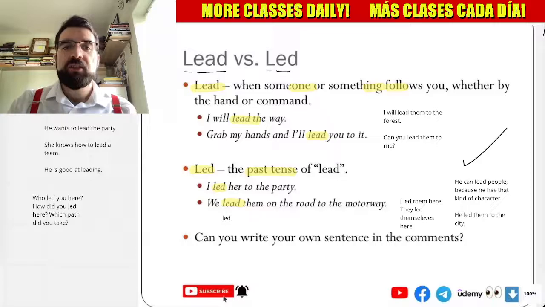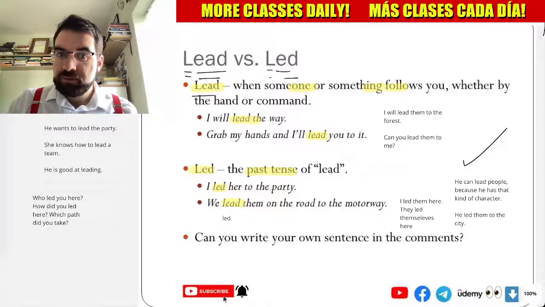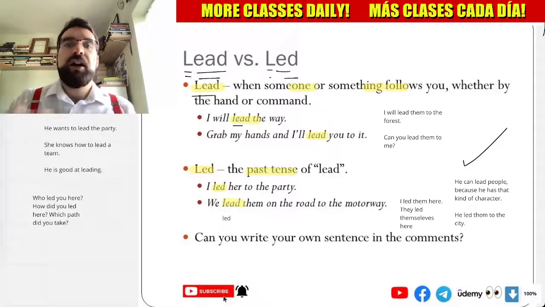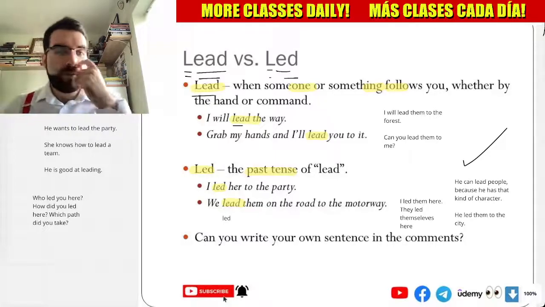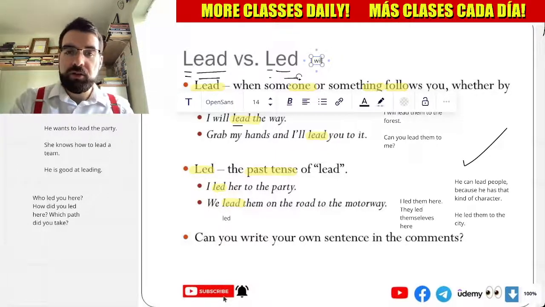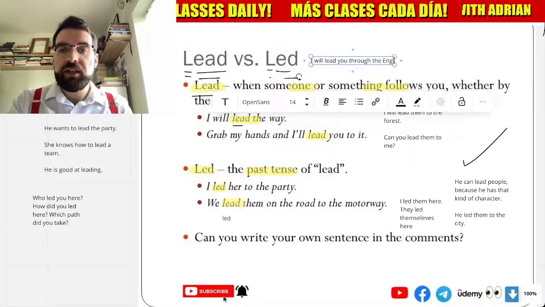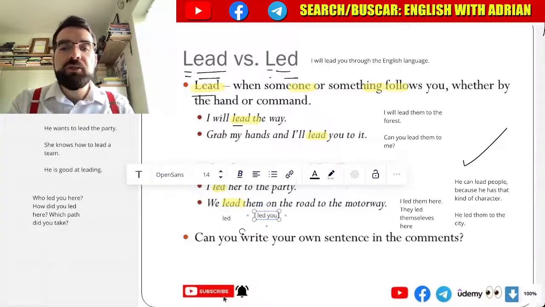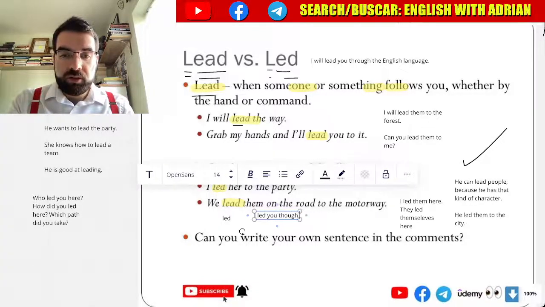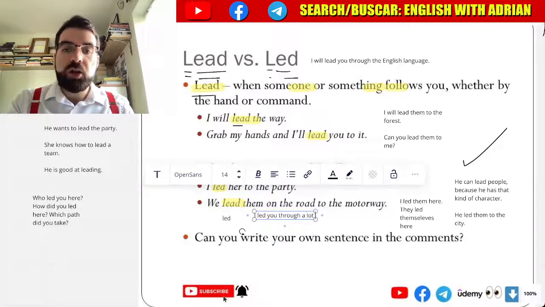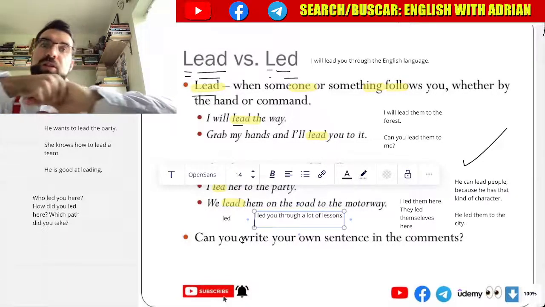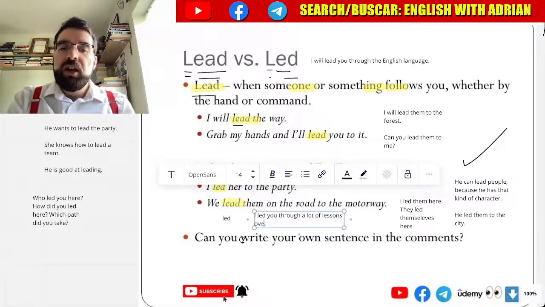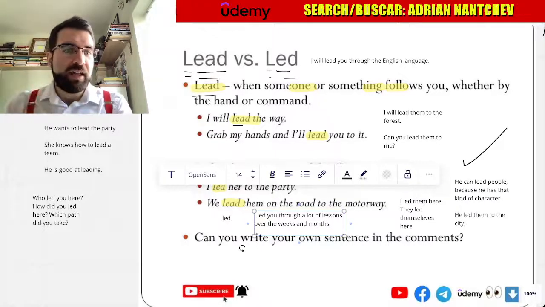So lead and led. Lead. I will lead the way. I will lead you through English. I will lead you through the English language. And I led you through a lot of lessons. I led you through a lot of lessons over the weeks and months. How cool is that, language explorers?